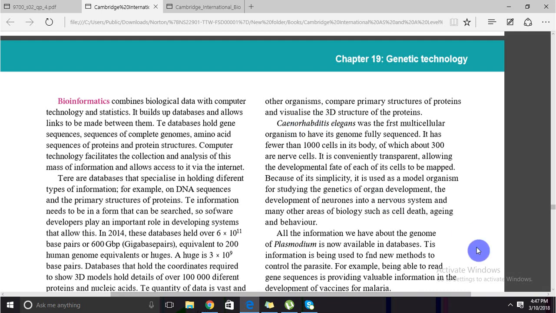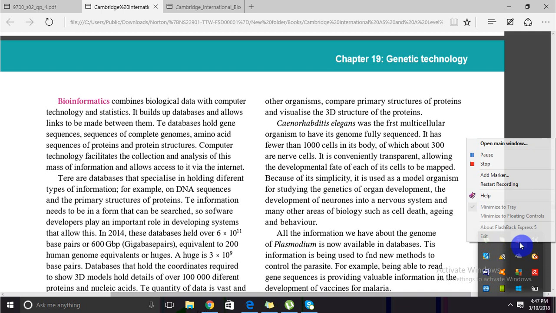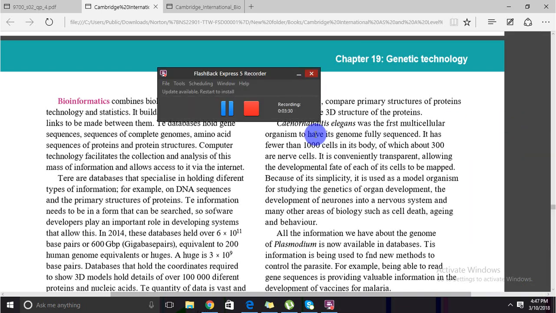And that is the great thing about bioinformatics, because it isn't just storage and processing of biological data. It is storage, processing, and analysis using computer means and using stats, because such massive information is very difficult to handle and make use of otherwise.